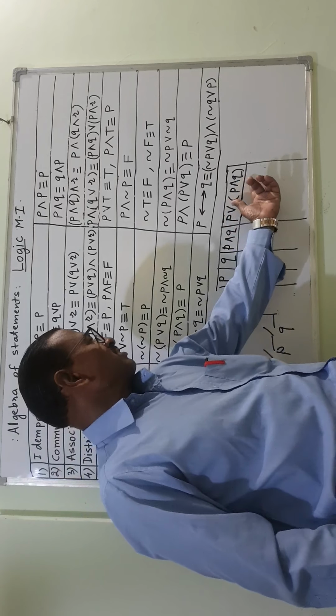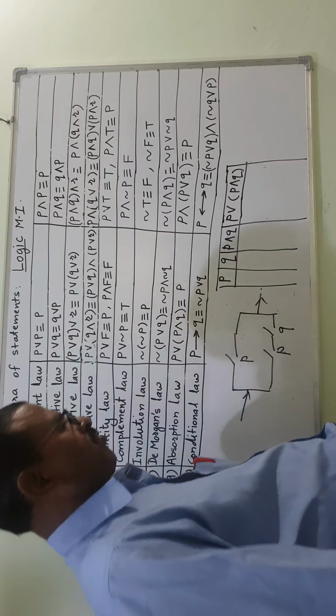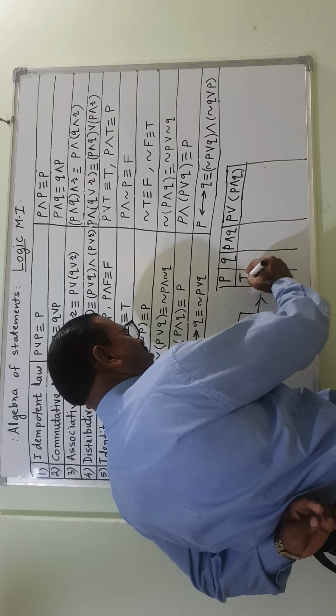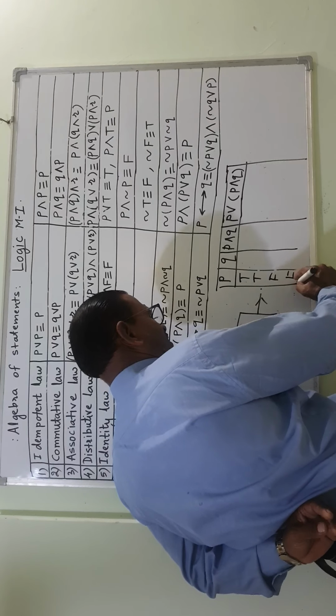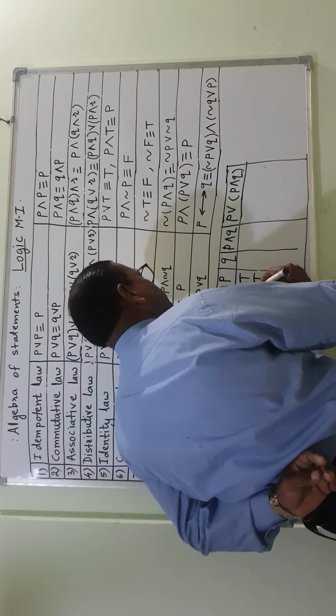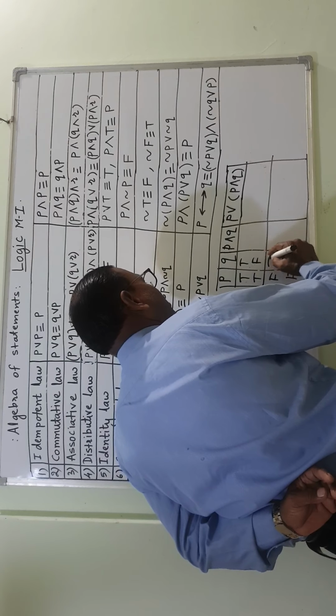Now these are the two switches, means there are four possibilities. So 4 sample points, so T, T, F, F. These will be the 4 sample points. Now for this alternate T, F, T, F.